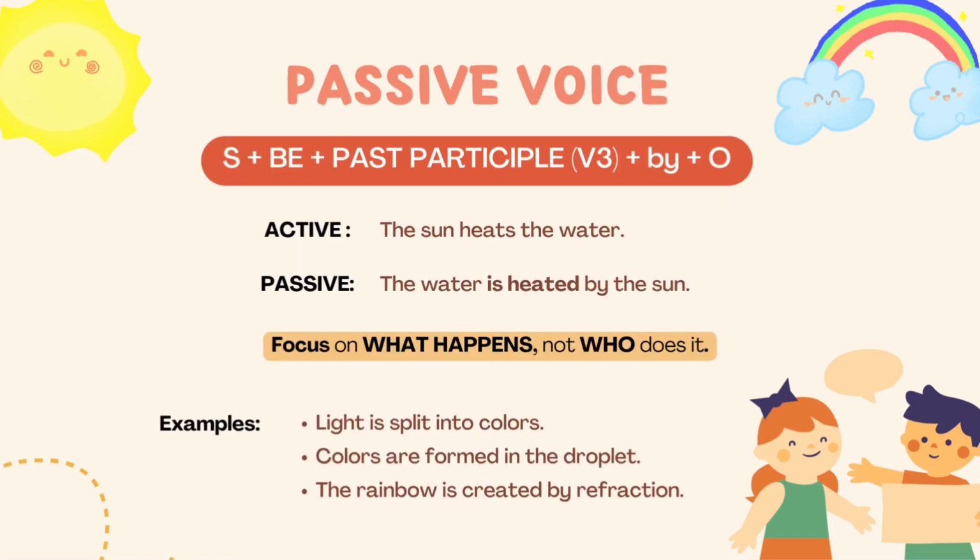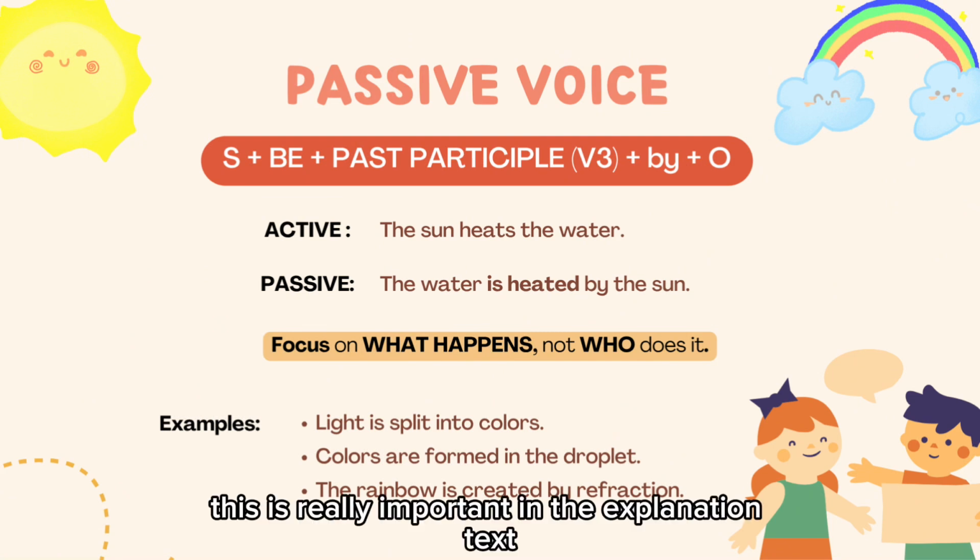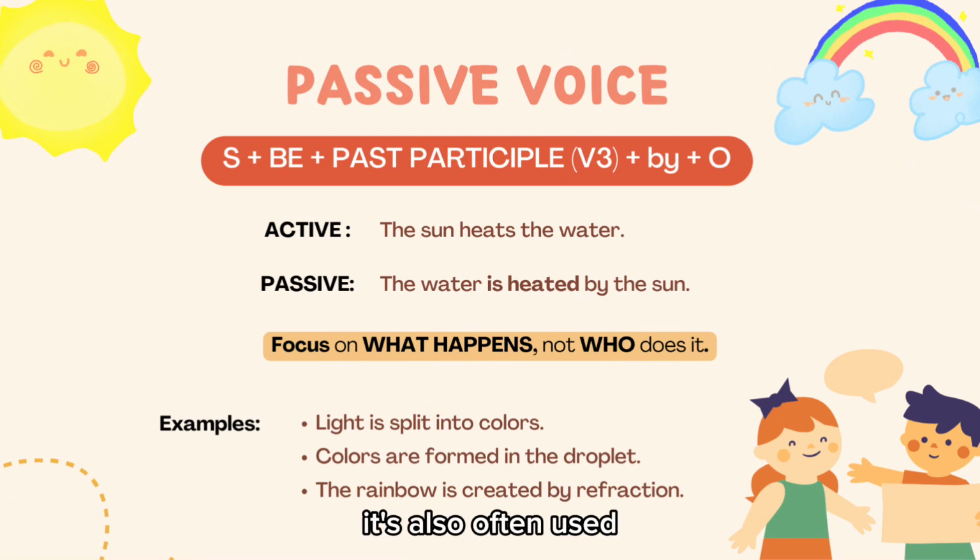Number 2. Passive voice. This is really important in the explanation text. It's also often used. The formula of passive voice is be plus past participle, or verb 3, plus by plus object. In active, like the sun hits the water. In passive, the water is heated by the sun. We use passive voice because the focus is on what happens, not who does it.